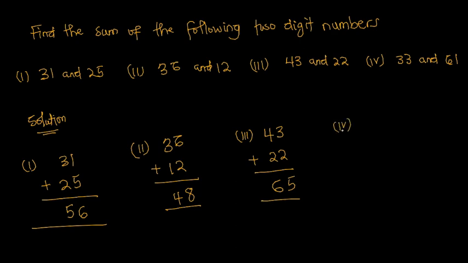Let's look at the Roman numeral 4, the last question. 33 plus 61. So as usual, I add the digits on my right hand side first. So 3 and 1. 3 plus 1 will give me 4. I write down my 4. And 3 plus 6 will give me a 9. So the answer is 96. So this is how we add two-digit numbers.